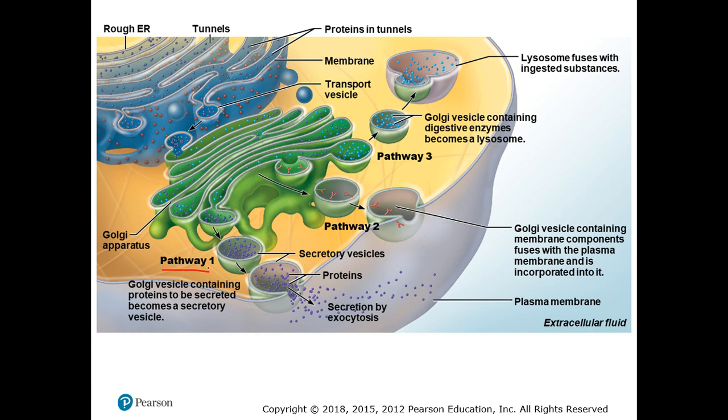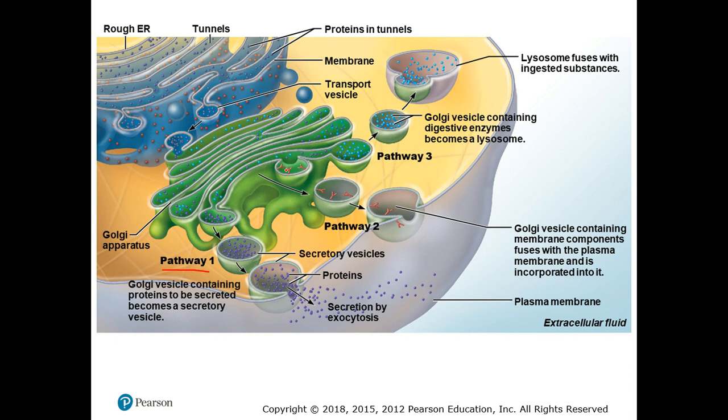One pathway that it can do is it can take that protein or whatever was created and take it over to the plasma membrane and then release it out of the cell to, let's say, a nearby tissue or nearby organ or into the bloodstream.